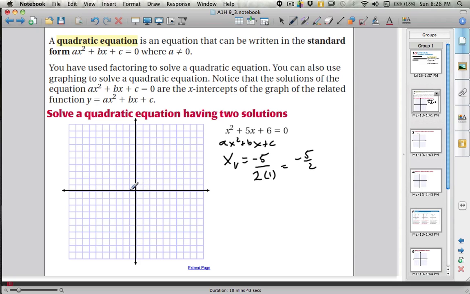So negative 5 halves is 1, 2, and a half. So it'd be right about there. And I know that I have an axis of symmetry that goes through that, so I'm going to go ahead and put that in. So that will help me a little bit.